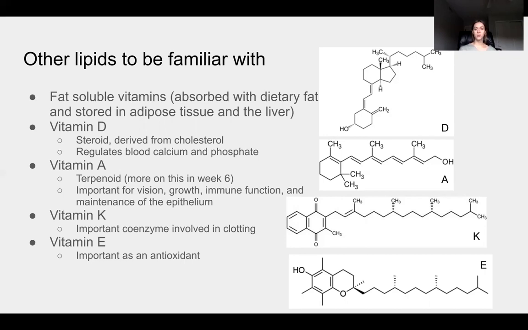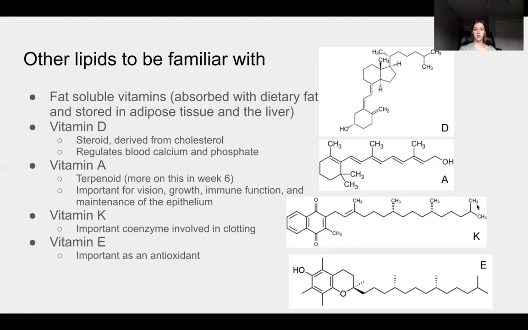So vitamin A is a terpenoid, which it says more on this in week 6. This is the week 6 video. We just talked about how this would be a terpene that has been modified to have a function. You see it has a hydroxyl group here. We could count the terpene units if you want. It looks like we have 1, 2, 3 in here, I think. 3, yeah. Vitamin A is important for vision, growth, immune function, and maintenance of the epithelium. Vitamin K down here is an important coenzyme involved in clotting.